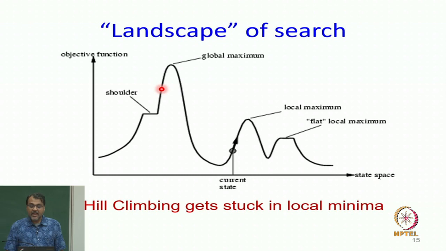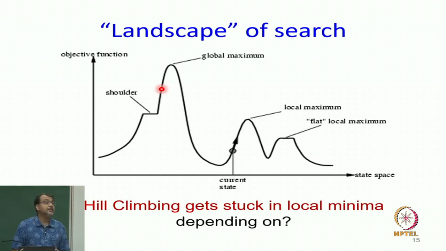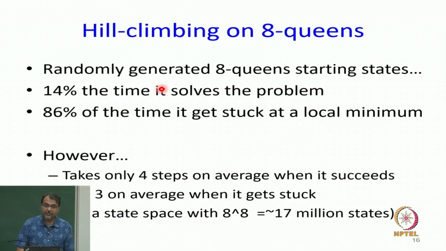So as we said, hill climbing gets stuck in local optima, and it gets stuck in local optima depending upon where I start. Okay. Let's look at a simple example. Hill climbing on 8 queens.